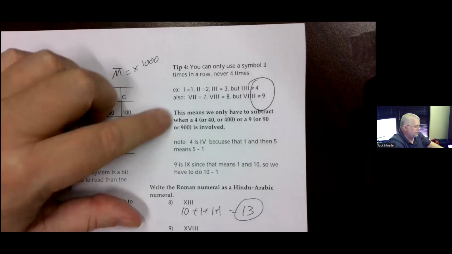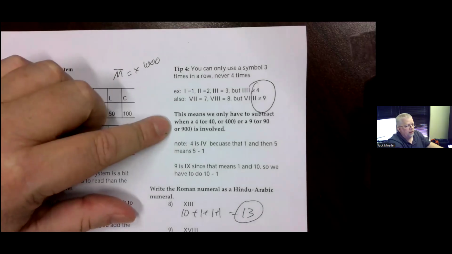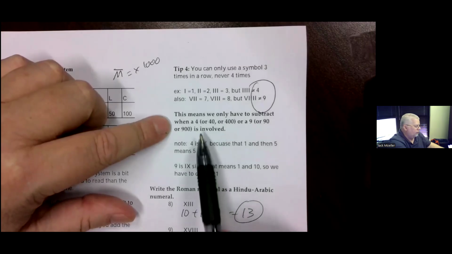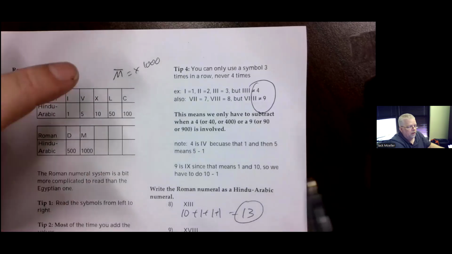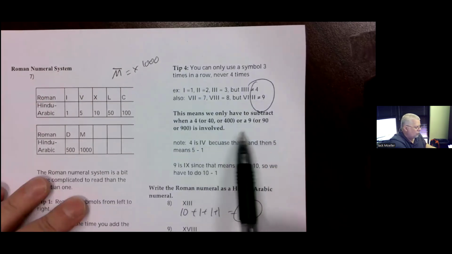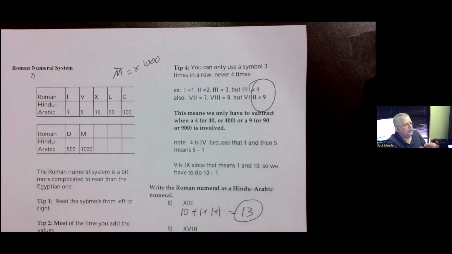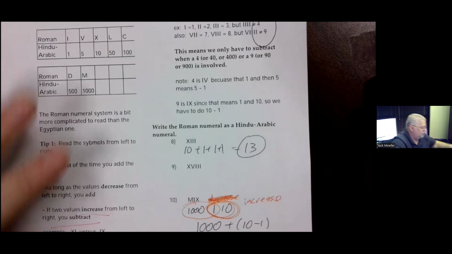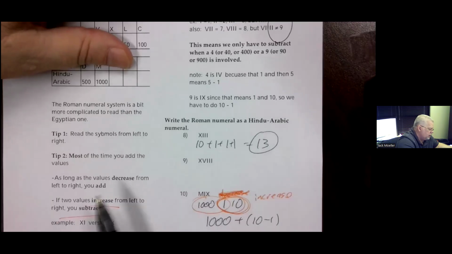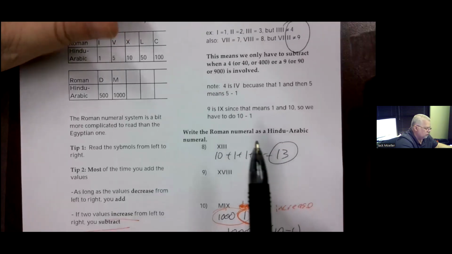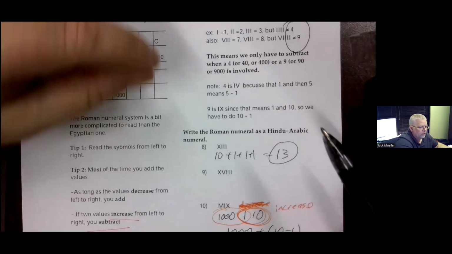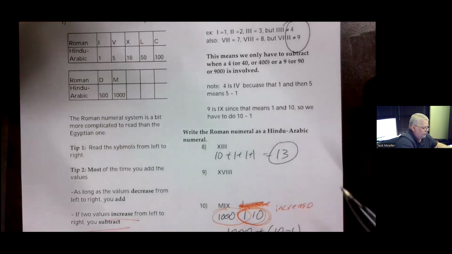So if we're subtracting, the only time you're going to have to subtract is if a 4 or a 9 is involved, or a 4 or a 40 or a 400, or a 9 or 90 or 900, and so on. So if there is no 4 or 9 in the number, there is no subtraction. It's all addition. So keep that in mind. Earlier, I said most of the time we will add the values. If you know you're looking for 4 or 9 to subtract, I think that might make it a little bit quicker.